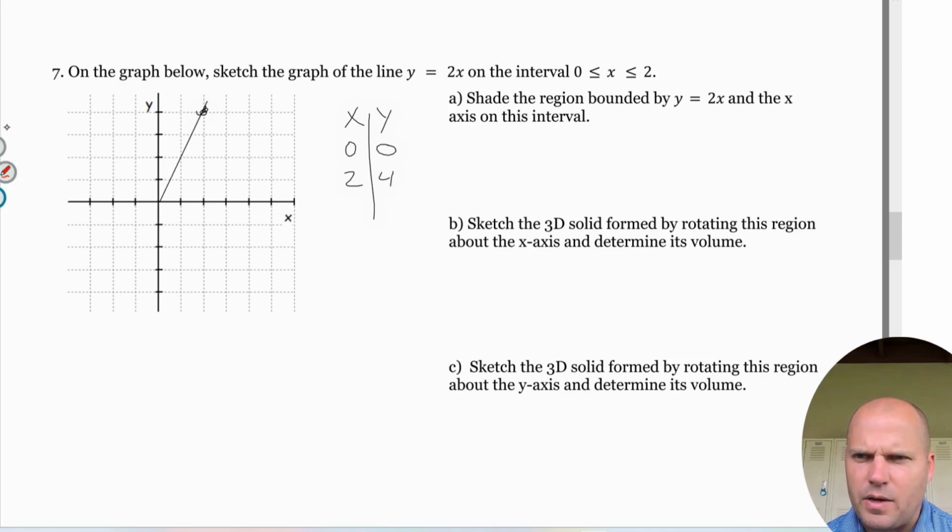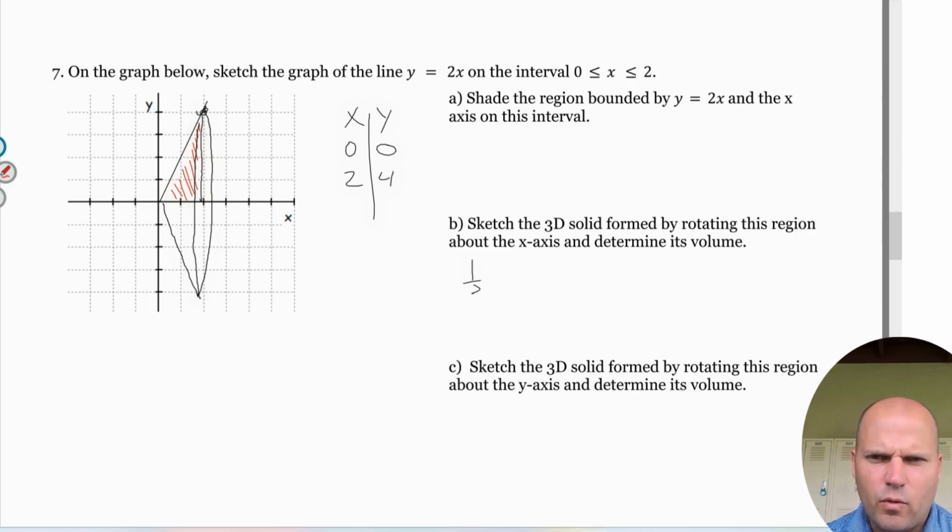Shade this interval bounded by the x-axis. Rotate this about the x-axis. We create a cone, the circle on its side. We have 1/3 base. This length is 4. This length is 2. 1/3 16 pi times 2. Leave it like that.